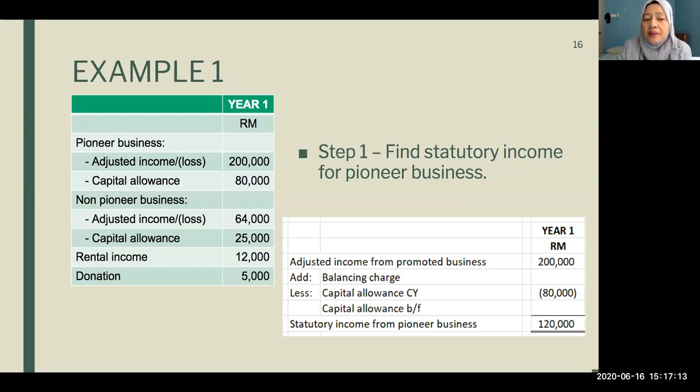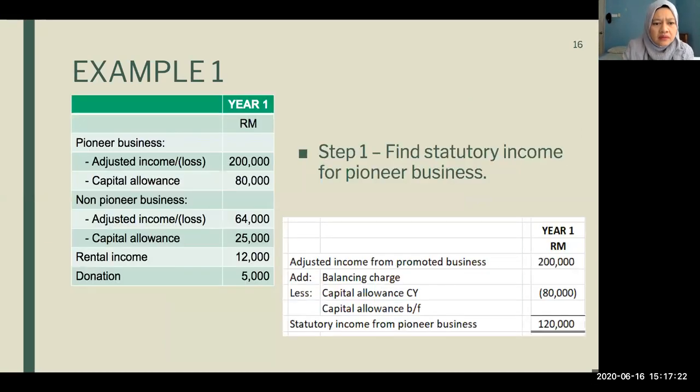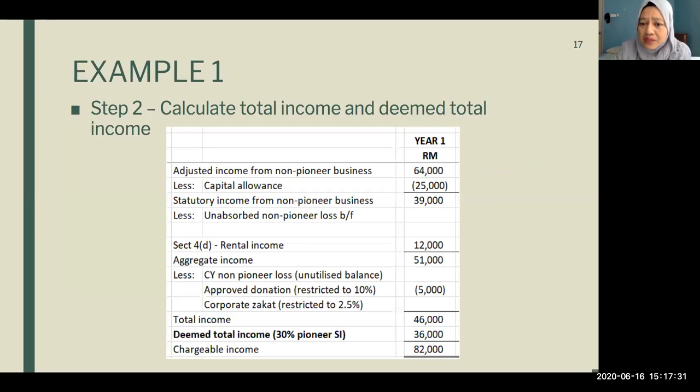Non-pioneer. So for non-pioneer, adjusted income from non-pioneer business, where did we get 64 just now? Oh, it is an income, sorry, I thought it was a loss. It's an income of 64,000 minus CA of 25,000. Then SI from non-pioneer is 39,000. Then loss brought forward: because this is year 1, you don't have any losses brought forward. No information on loss brought forward, so we assume that it's 0. And then you also have your rental income 12,000, so plug in your rental income 12,000. Then you have your aggregate income of 51,000.